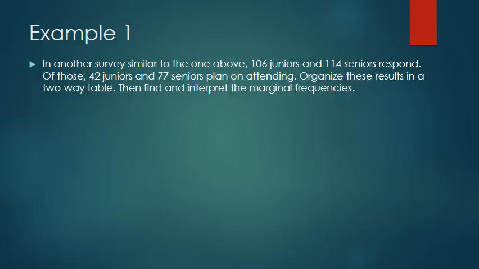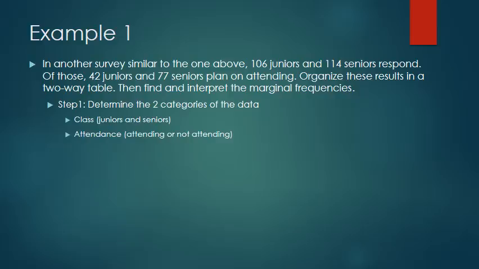Use some colors. All right, so step 1, determine the two categories of data. This should be not too hard because this example is very similar to the last one. So we surveyed juniors and seniors, and some of them planned on attending. I'm guessing the other ones planned on not attending. So our categories can still be the same here. We can still have class, in this case juniors and seniors, and we can still have attendance, attending or not attending. So then we are going to use that to do step 2, which is draw the table and add the titles in for our columns and rows.